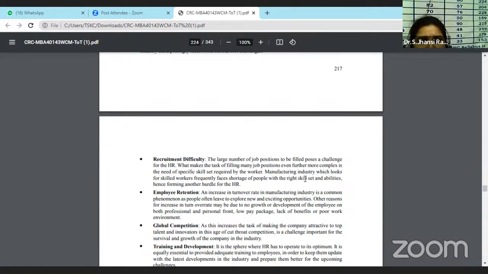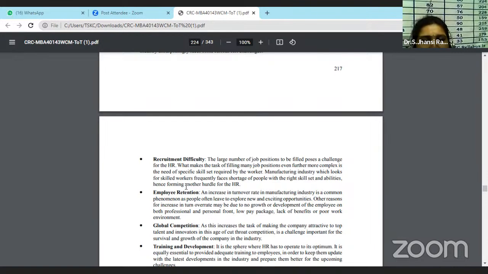A manufacturing industry which looks for skilled workers will frequently face a shortage of people. Even if we find people, we require the right set of people who have the right skills and abilities that can help us. But it is a very big task. If people are available, there are no skilled people. If skill is there, we have a scarcity of employees who are working.